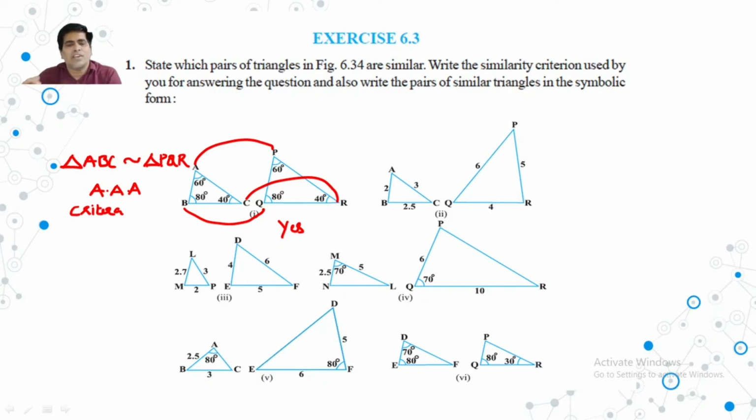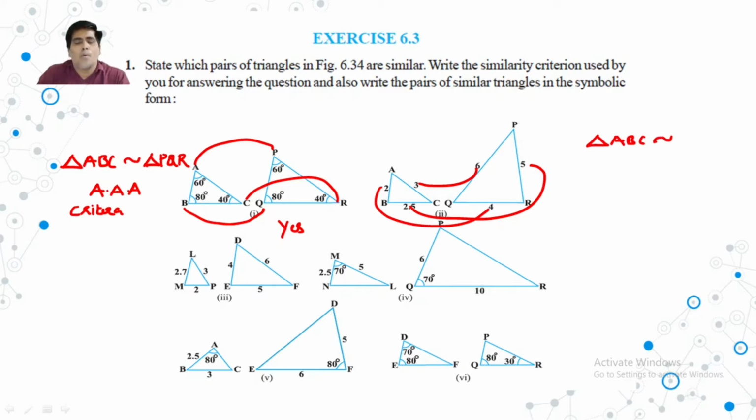Let us see the second question. All sides are in proportion. So 2 is twice here, 2.5 is twice here, and 3 is also twice here. So each and every side is proportional here. So clearly triangle ABC is similar to, here the order is very important, triangle QRP. So once again let us check it.